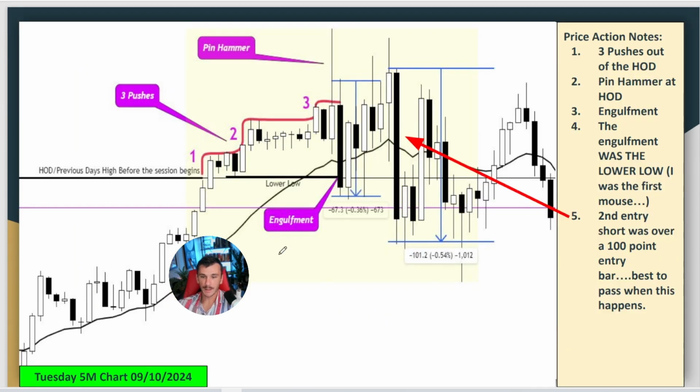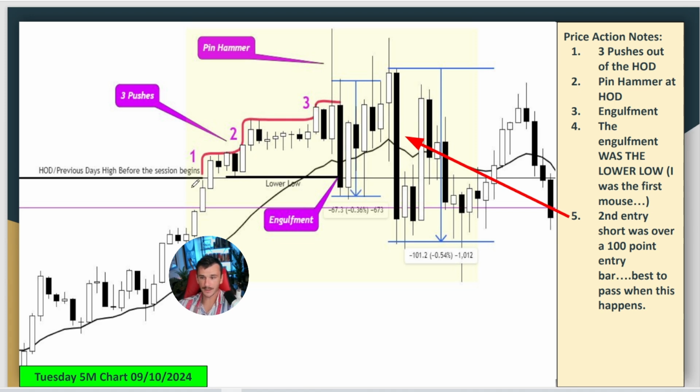Okay, this was on Tuesday, 5 minute chart, NASDAQ. We're at the high of the day. We're at the high of the previous day, and I ended up getting stopped out on this trade because this was almost a perfect representation, and I'm not even mad about it. This is a perfect representation of what I believe to be a good entry, and then it just didn't work out, and that's totally okay.